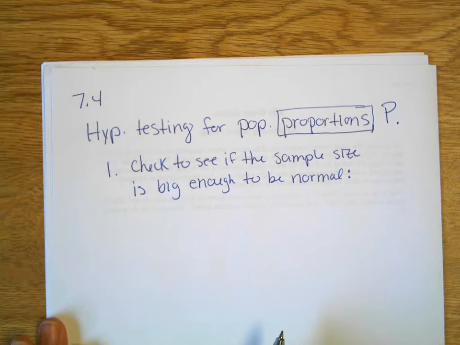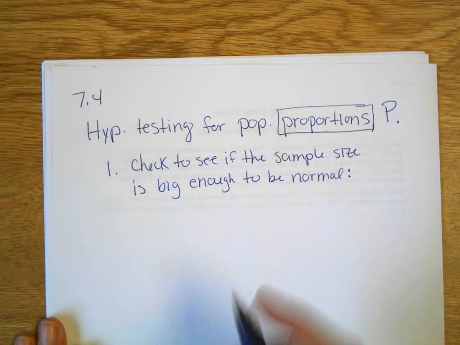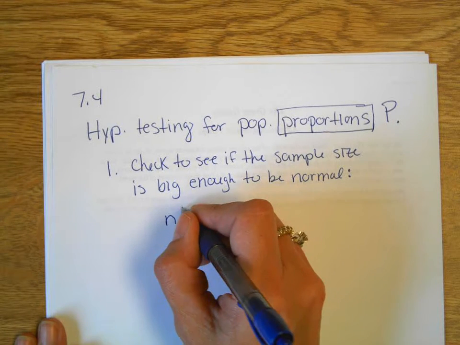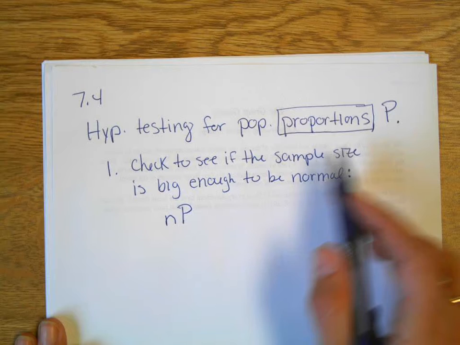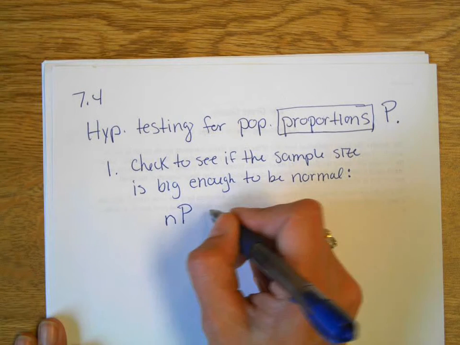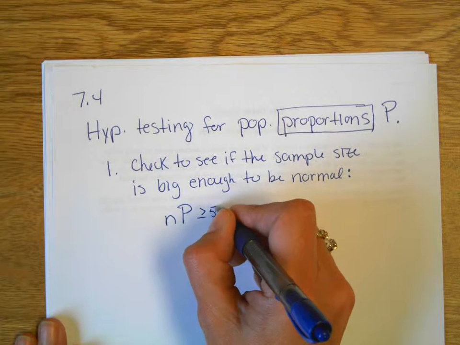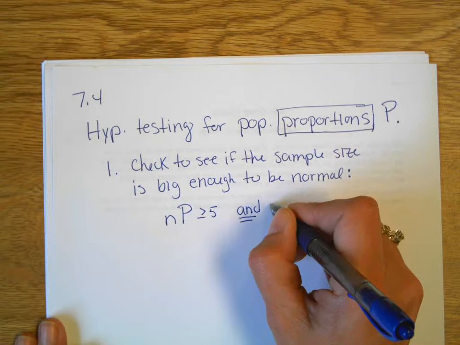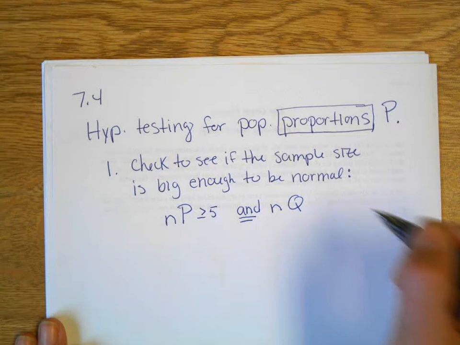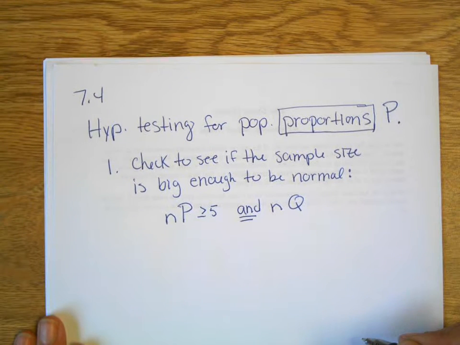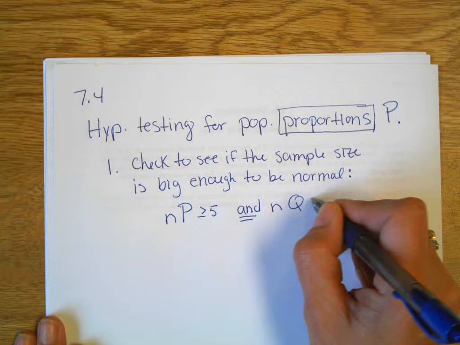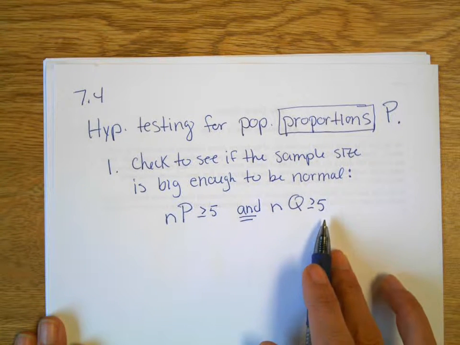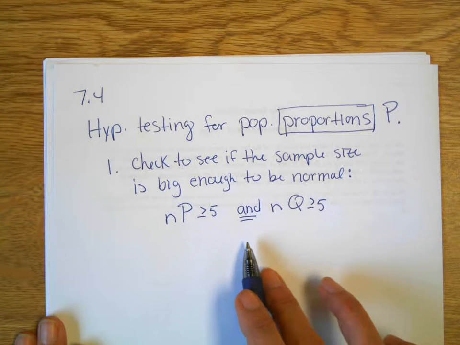And what you're going to check is two things. Your sample size times your proportion from the claim has to be greater than or equal to 5. And your sample size times the percent of failures from the claim has to be greater than or equal to 5. If this is the case, your critical values will be z-scores.